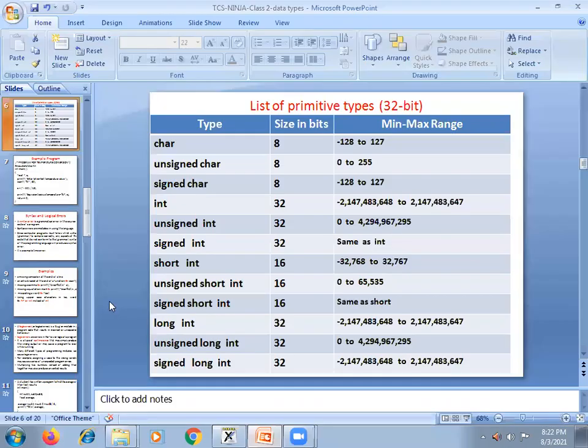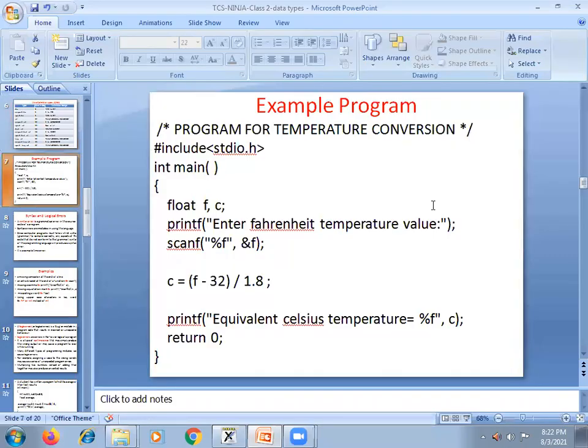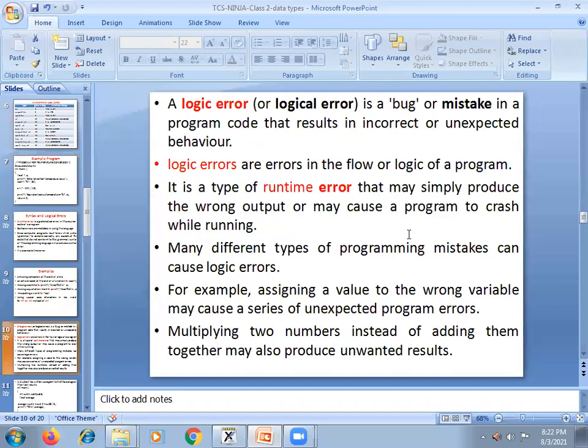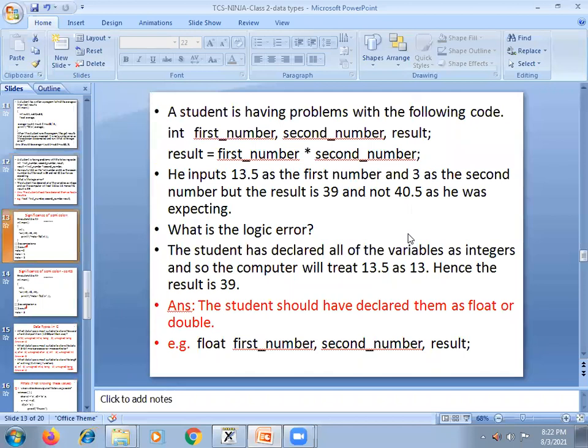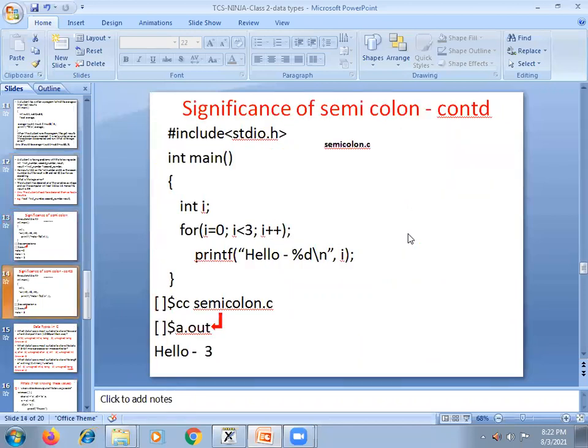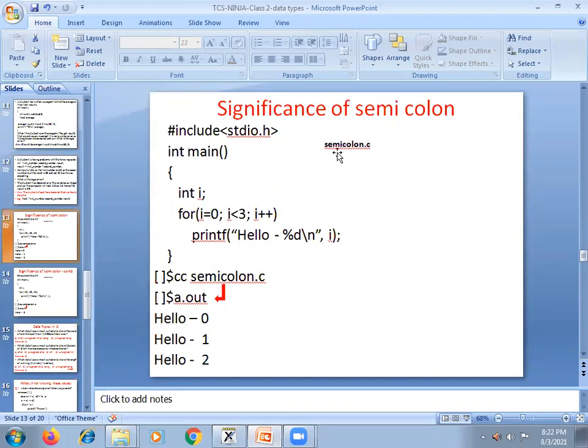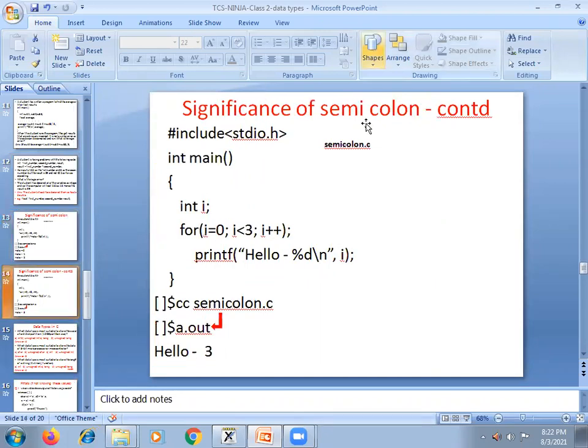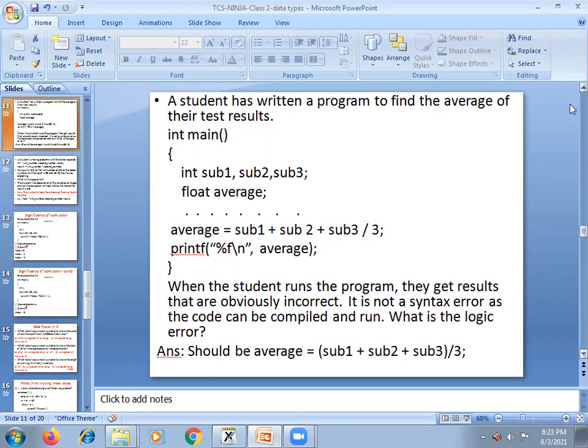Right? So let me just see an example program. All these syntax and logical errors we were getting, and the significance of the semicolon, I will tell you in the next class. We'll take up some problems also in the next class. So I'll stop here.